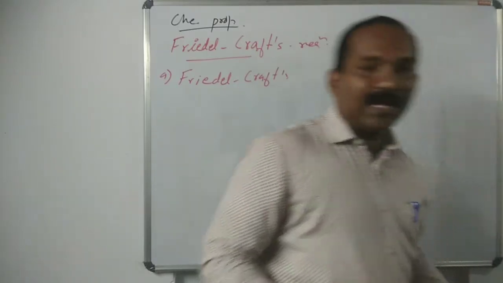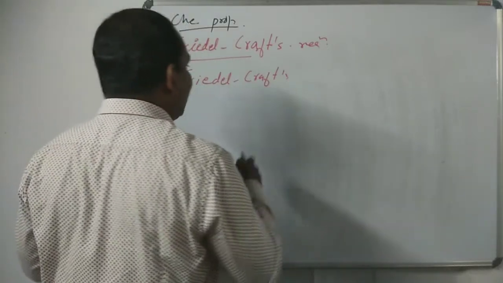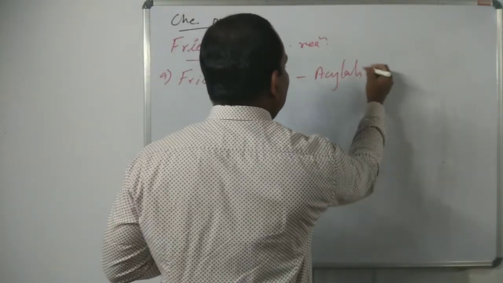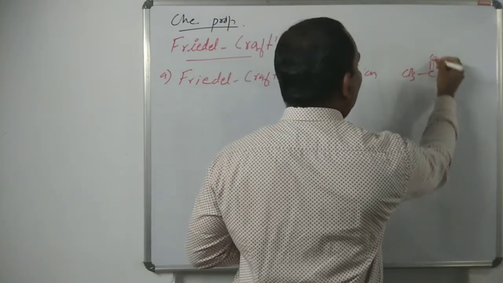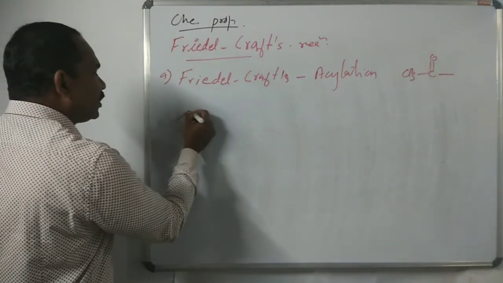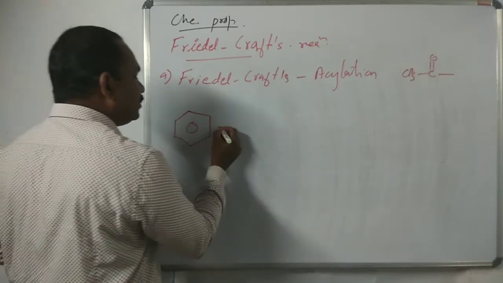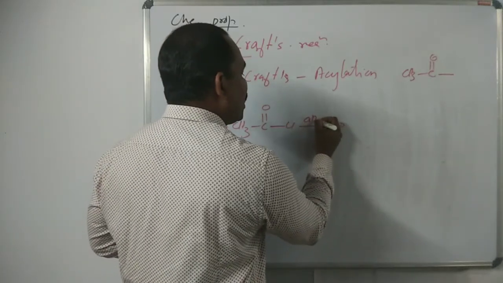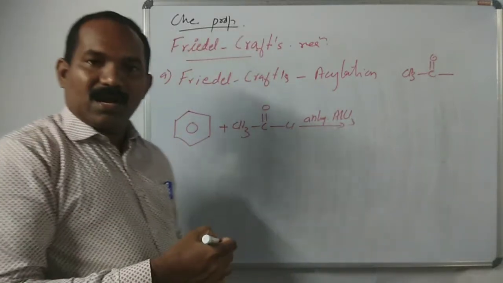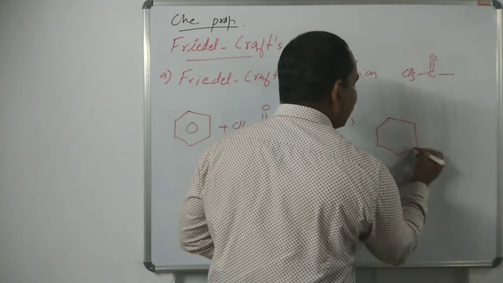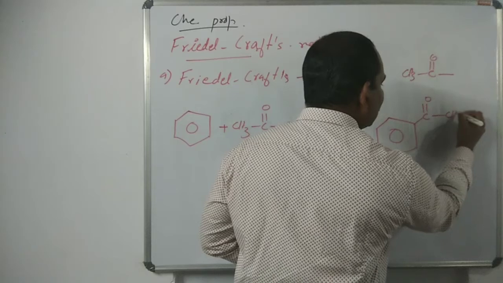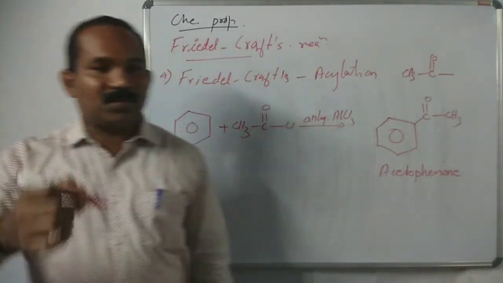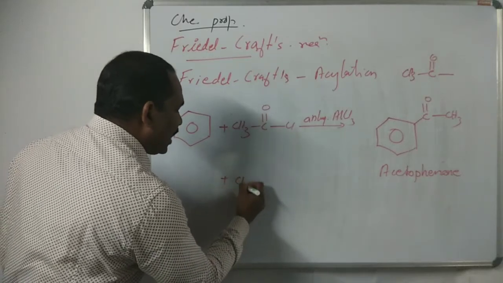All the reactions you should learn by writing, otherwise you will forget them. Friedel-Crafts acylation. Acyl group means a CH3C=O group is attached. So here benzene plus CH3COCl in the presence of anhydrous AlCl3, acetophenone is obtained. Also it can be done with acetic anhydride.